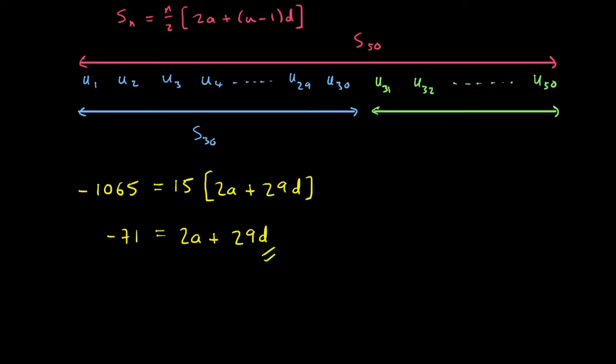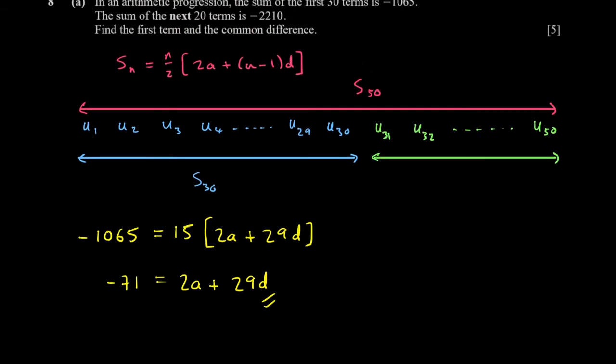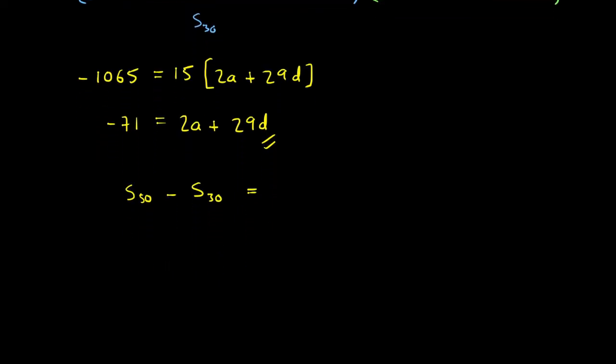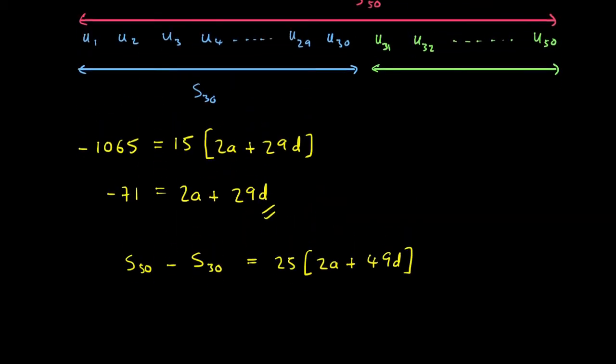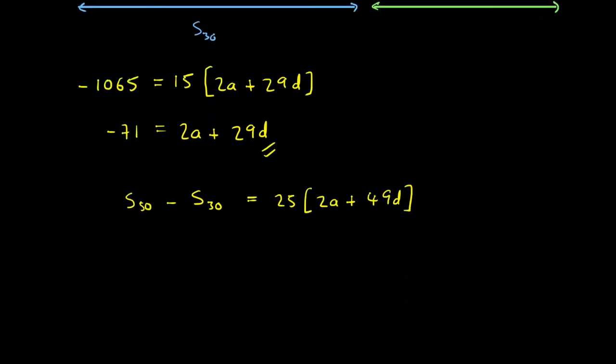And then if I want to find the bit in green, right? So I do the sum of the first 50 terms minus the sum of the first 30 terms. And the sum of the first 50 terms, I'll just use the formula. So 50 upon 2 is 25, times 2a plus (n minus 1), so that's 49d. And we know already that the sum of the first 30 terms is negative 1065, right? Because we're told that in the question.